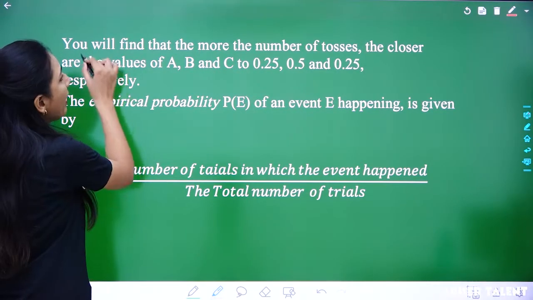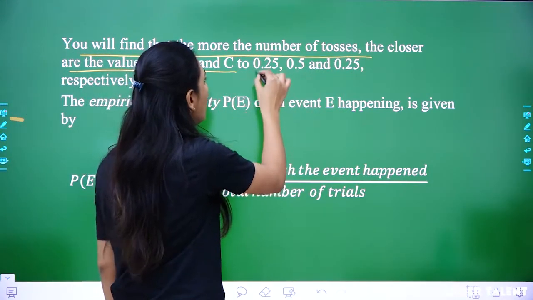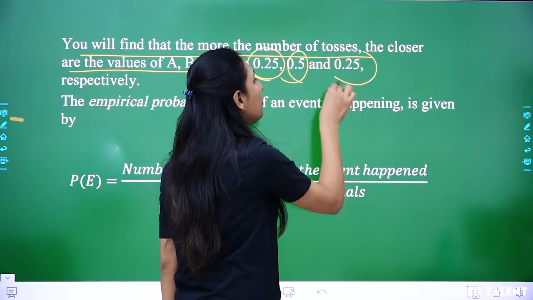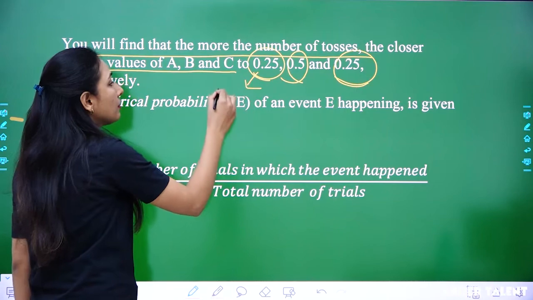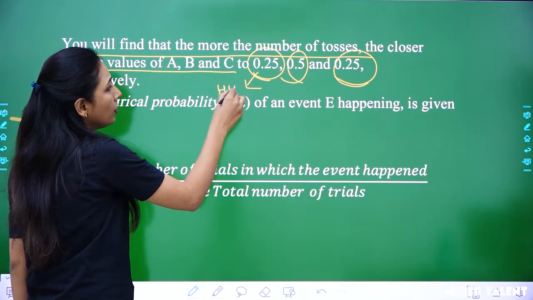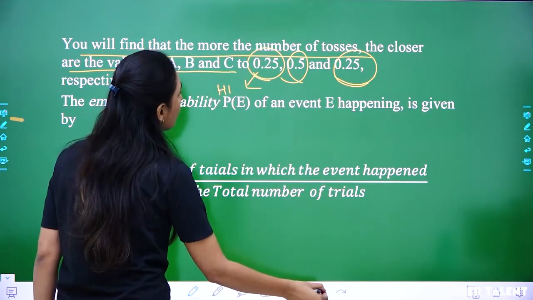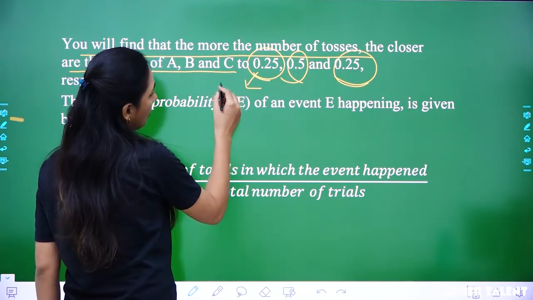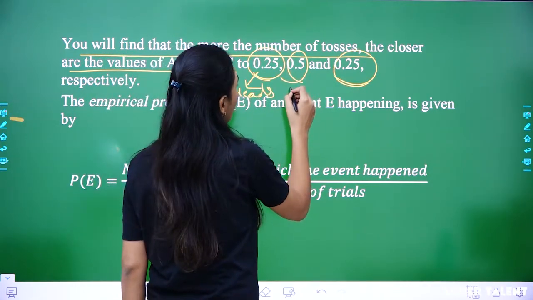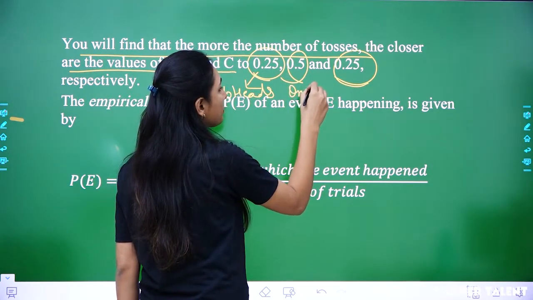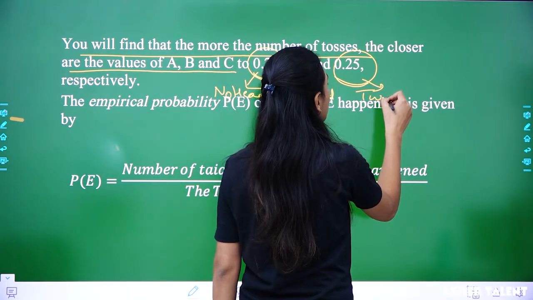Now, what will we be finding? The more the number of tosses, the closer the values of A, B and C get: 0.25, 0.5 and 0.25. This is for no heads, the second one for 1 head, and the third one for 2 heads.